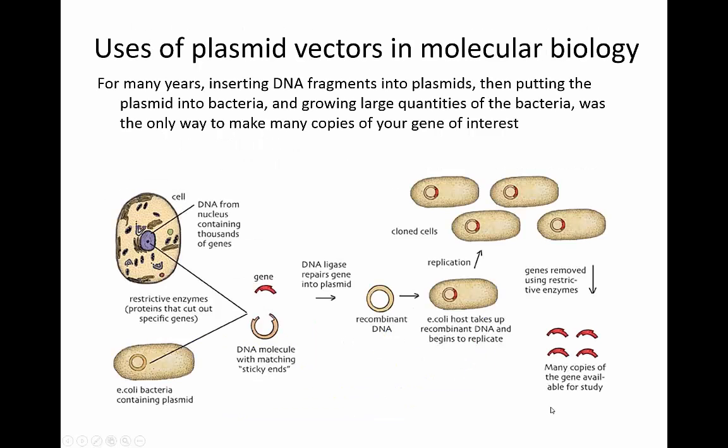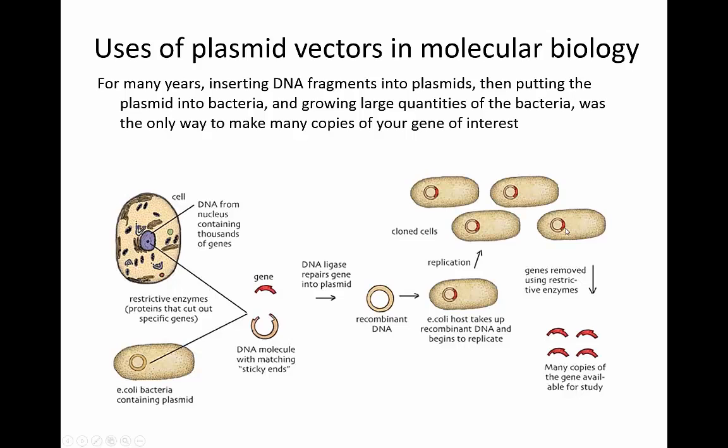So here's an example. You might take a human gene out of a human cell, cut it up with restriction enzyme, and insert that gene into the plasmid. A very common use has been just to make a lot of copies of the gene that you're interested in studying. So you insert that recombinant DNA, that plasmid with your gene of interest, into bacteria via transformation, and then you grow up a whole bunch of bacteria.